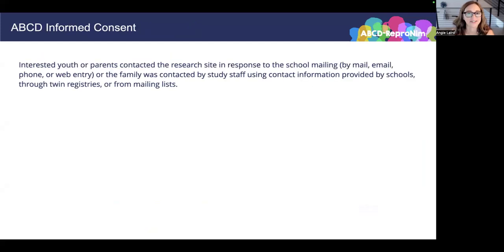Now, I realize this is a very text-heavy portion of the presentation, but these are important details that we want to make sure that we cover in this first lecture. And so next up is informed consent.